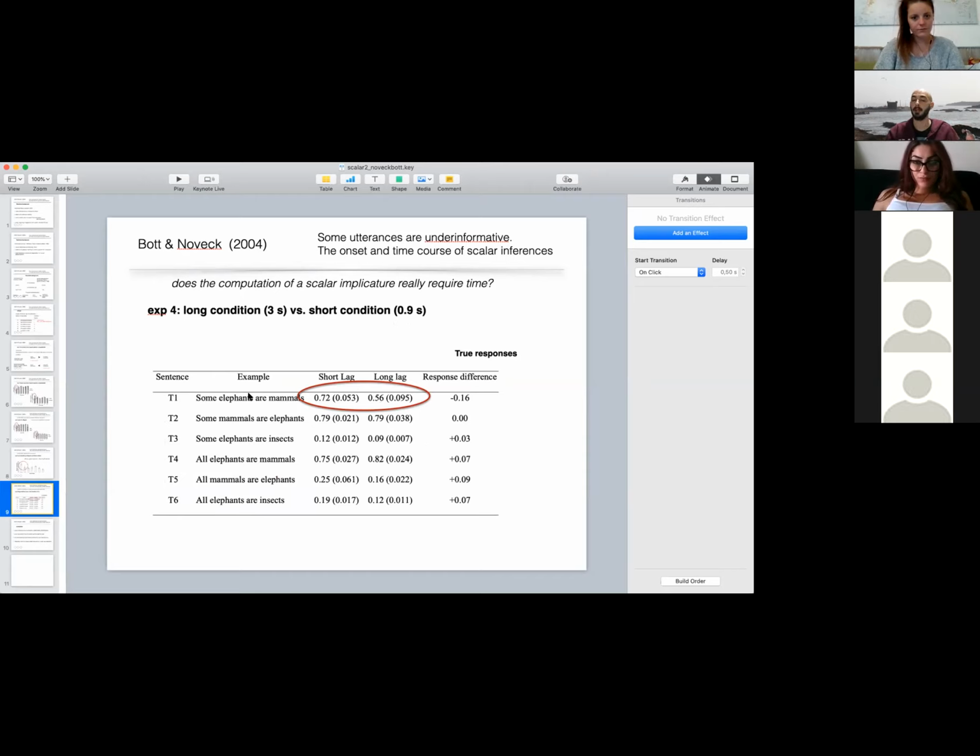So again, when I give you less time, you're going to be more logical. When I give you more time, you're going to be more pragmatic because you have more time to compute the implicature. Hence, the implicature is costly. Hence, it's not automatic. Hence, it's not by default. You do it when you want to do it, but when you do it, you have to pay. Okay?